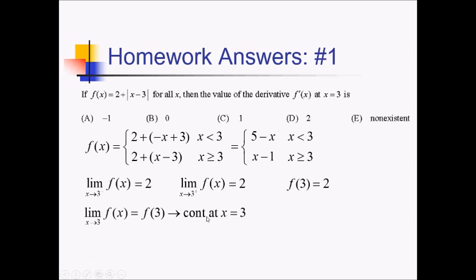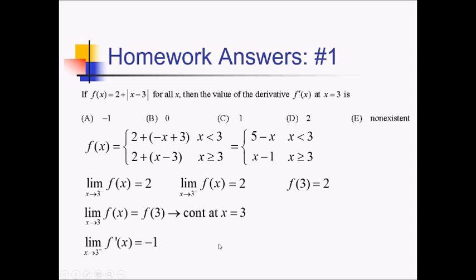So now we get to test the derivatives of each individual rule and see if the limits of the slopes are going to match up at x equals 3. So now we're going to take the limit as x approaches 3 from the left of f prime. And for that, we're going to take the derivative of this first rule and plug 3 into it. So the derivative of 5 minus x is just negative 1. It's a constant value of negative 1. So we actually don't really need to plug 3 into that. It's going to be negative 1 no matter what.